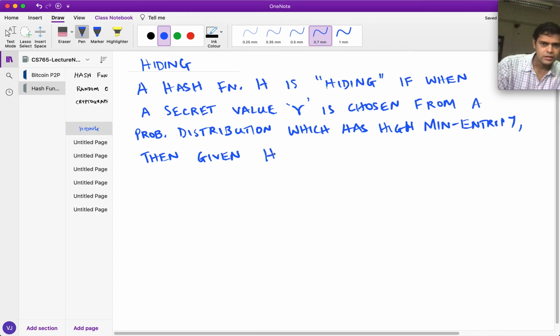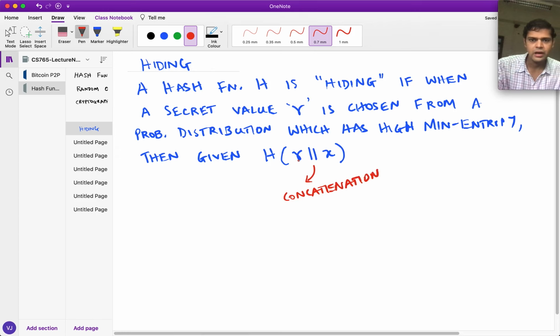Then given the hash of this random number R concatenated with some x, so this stands for concatenation. It means you just put the bit string R and you just put x after it and send that total input through the hash function. So concatenation means just putting them together. Then given this, it is infeasible to find x.